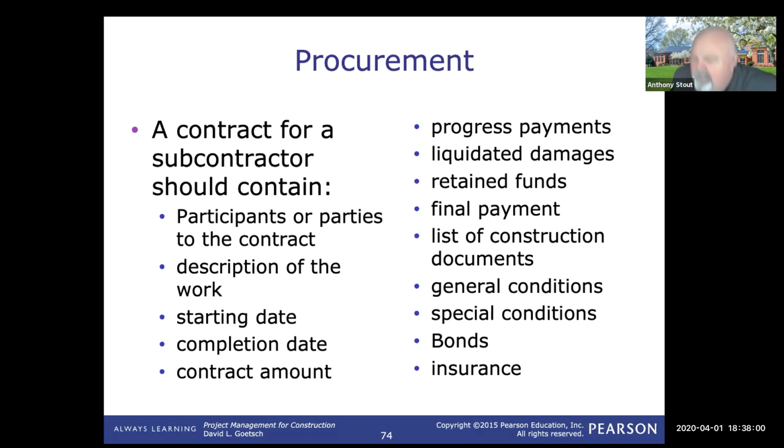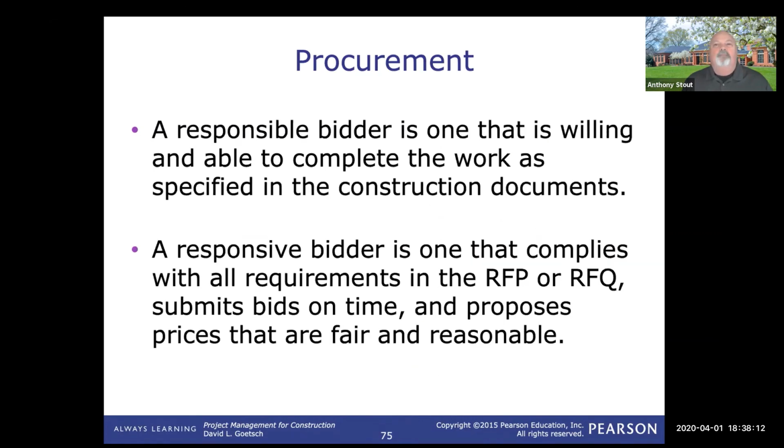Now, when we talk about procurement from a subcontractor or somebody bidding, we're really talking about somebody that is willing and able and can do the work, that ability. That's a responsible bidder. A responsible bidder is really somebody that is qualified, ready, willing, and able to do the job. And also that they've followed the rules and they've submitted everything as required in the RFP or RFQ. On time, it covers all the material, it covers all the labor, and all the prices are in there.